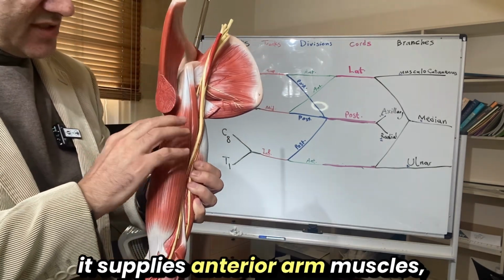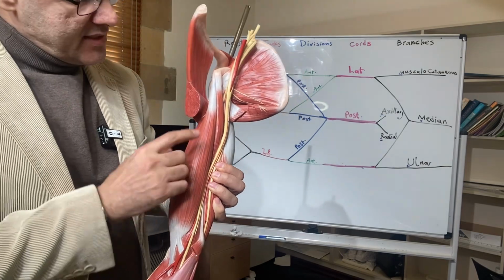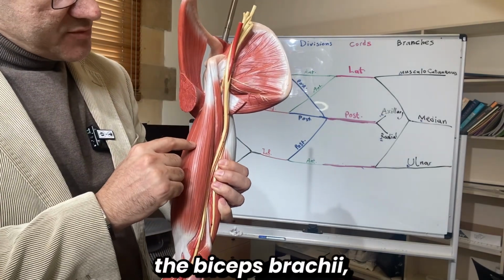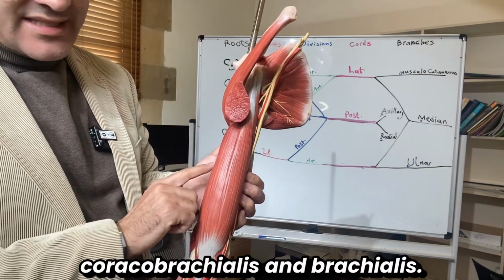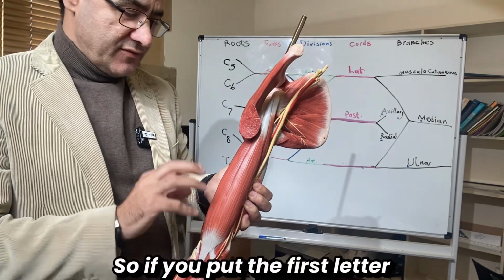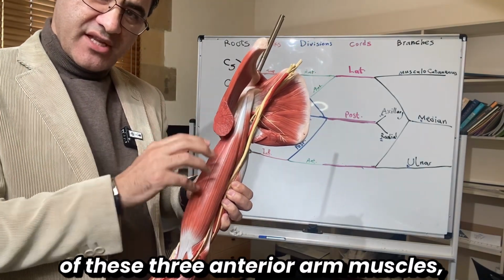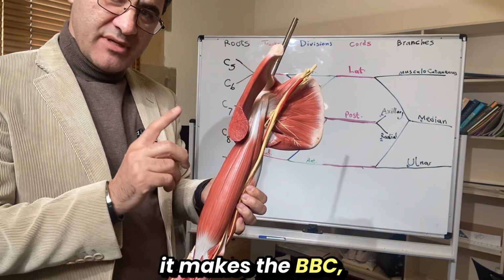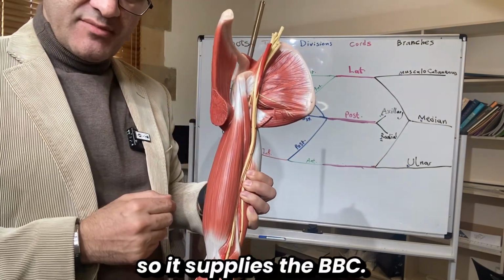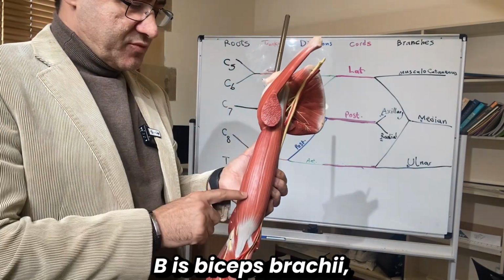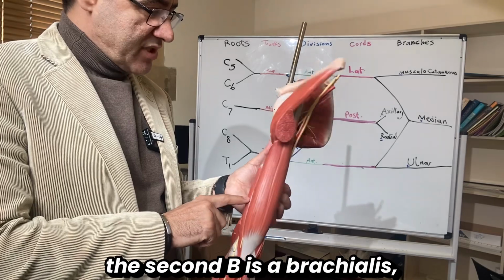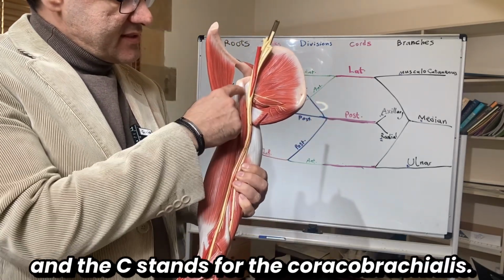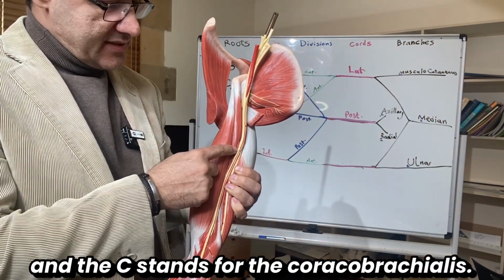The musculocutaneous supplies the anterior arm muscles: the biceps brachii, Coracobrachialis, and Brachialis. If you put the first letter of these three anterior arm muscles, it makes the BBC. So it supplies the BBC. B is biceps brachii, the second B is the Brachialis, and the C stands for the Coracobrachialis.